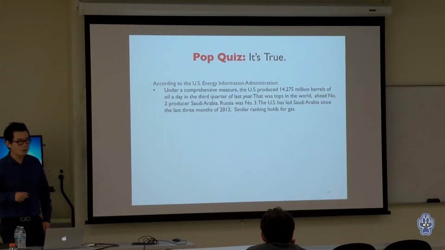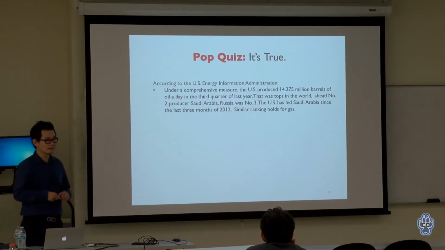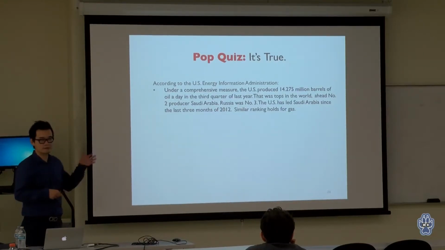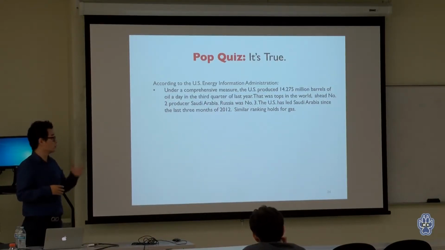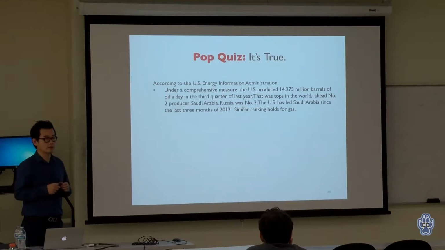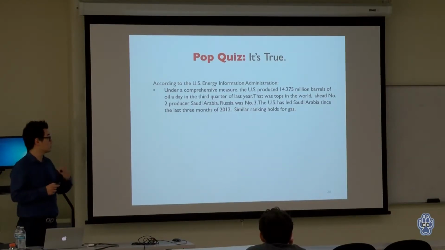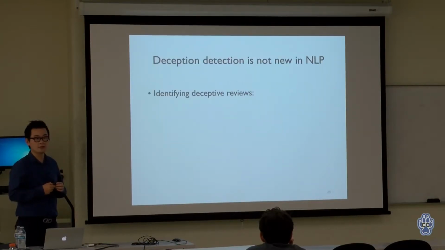What I'm trying to tell you from this very quick example is that humans may also be very bad at telling whether a particular quote is true or false. Language is definitely one thing, but there may be more things you need to look at to help identify whether a statement is true or false. Before we go into the detailed approach, I just want to tell you more background about deception detection in natural language processing. This is not the first problem of deception detection in NLP.